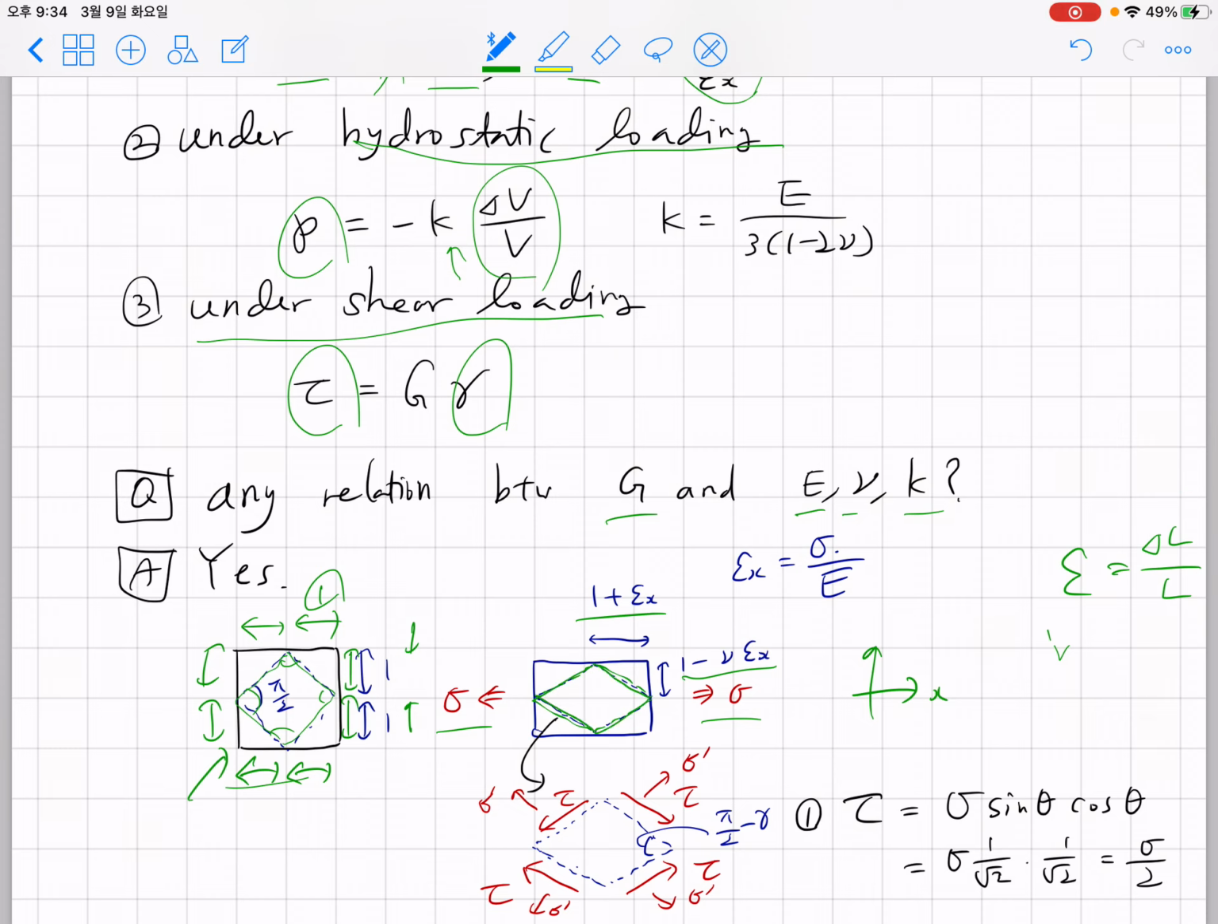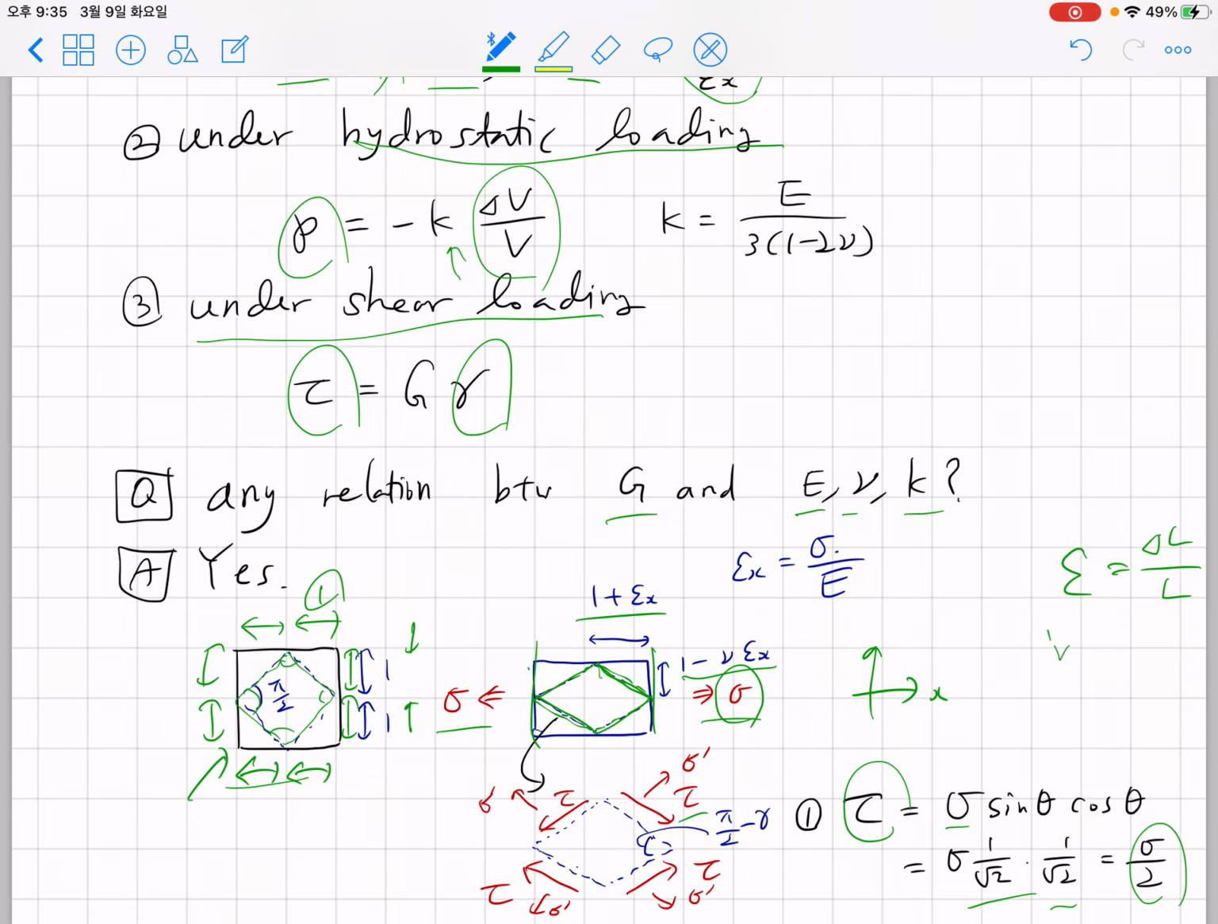Okay, now let's try to obtain the stress acting on this oblique plane, and that's what we have done. So for stress acting on this oblique plane, we found that tau must be written as sigma sine theta and cosine theta, and here theta is 45 degrees, so you have 1 over square root 2 and 1 over square root 2 for sine and cosine. So tau must be the same as sigma over 2, and sigma is the applied normal stress for the entire sample.